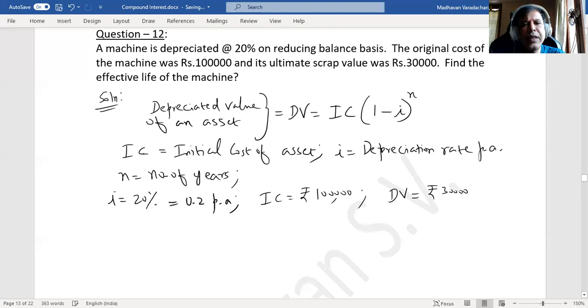So at 30,000, when they say scrap value, that means they cannot use that machinery or that particular asset or the machine. Basically, they will not be able to use it. They can only dispose it off as a scrap. Now we have to find the effective life of machine, which is nothing but N value. N is our effective life.